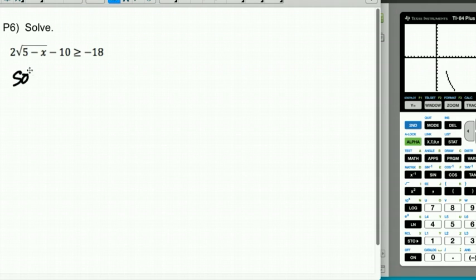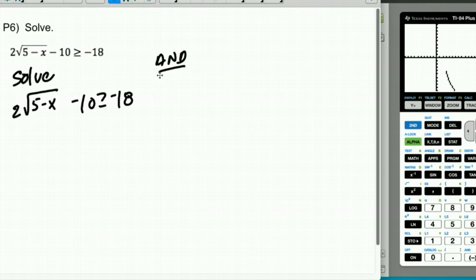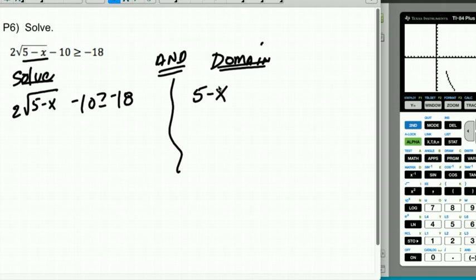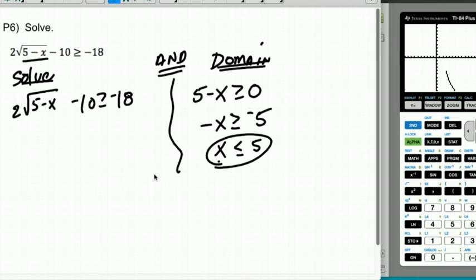So when we go to solve, we're going to solve 2 root 5 minus x, all minus 10, is greater than or equal to -18. And at the same time, we also have to be worried about the domain, right? We have to be worried about two things. So I'm going to start by solving, and for the domain, I need the radicand, the thing inside the root, to be greater than or equal to 0. I can solve this one first really fast because it's no big deal. So I get -x is greater than or equal to -5, meaning x is less than or equal to 5. So this is the first half that I need.